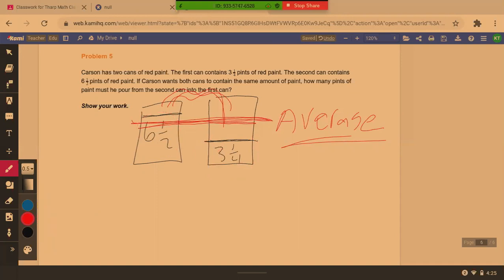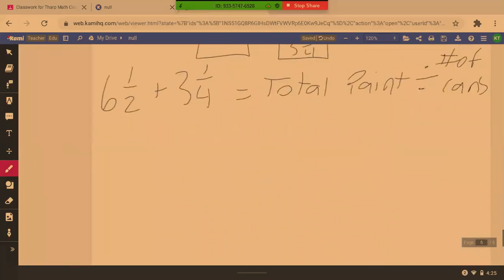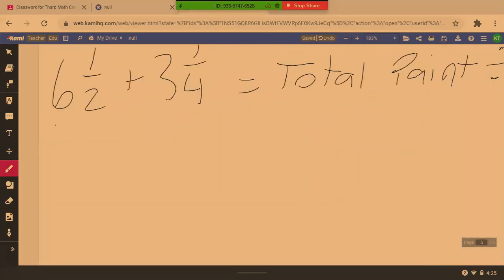To find the average, we are going to add 6.5 plus 3 1/4 and find the total amount of paint. Then we are going to divide it by the number of cans. So 6 1/2 plus 3 1/4. Let's focus on the whole numbers first. 6 plus 3 equals 9. Now we're going to focus on the fractions. 1/2 plus 1/4.